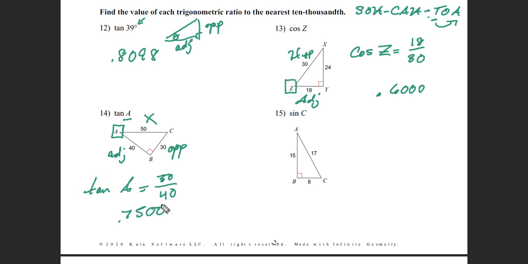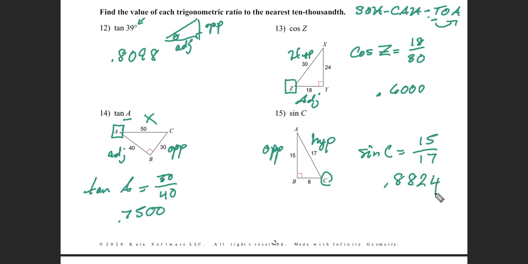And then finally for 15, sine of C. With respect to C, sine is the ratio between the opposite and the hypotenuse. Here's the opposite side, and the hypotenuse. So sine of C is 15 over 17. And let's type that into the calculator. And we get 0.8824.